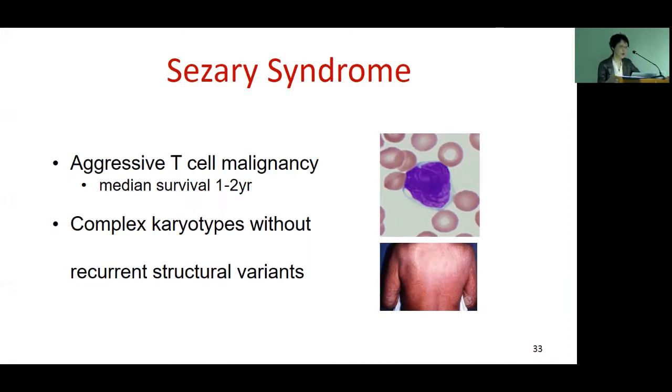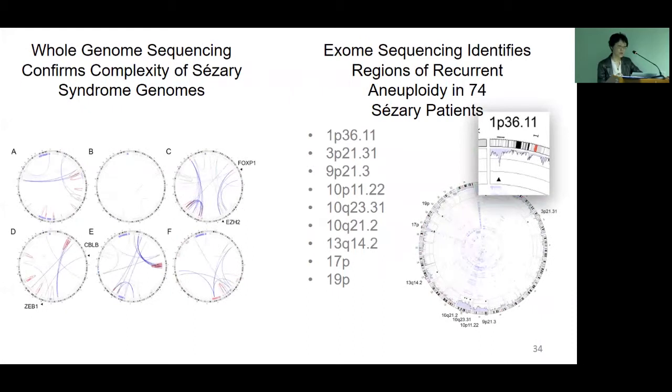So another form of T-cell malignancies where the chromatin modifying genes and DNA methylation genes are highly prevalent is a form of cutaneous T-cell lymphoma that becomes leukemia called Sézary syndrome. This is an area that we also studied in our research lab. Aggressive T-cell malignancies, median survival of 1 to 2 years, and until recently, we have known that they have complex karyotypes by cytogenetic analysis with recurrent structural variants not being recognized. And so we thought that this could be a very fruitful area for investigation.